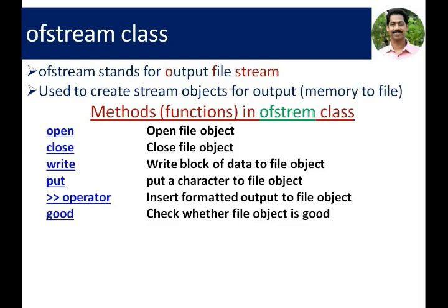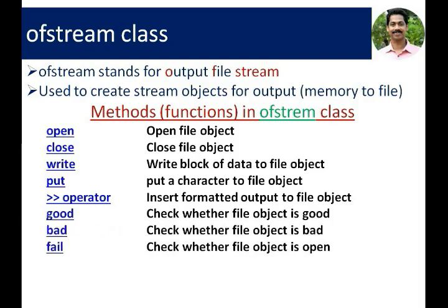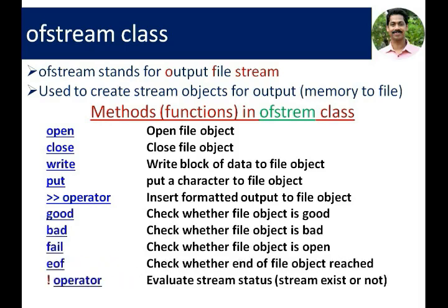Good is used to check whether the file object is good. It is already mentioned. Bad is already mentioned. Fail, EOF, not operator. All these last 4 methods are available in the IFStream class also.